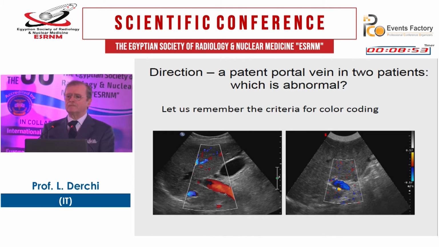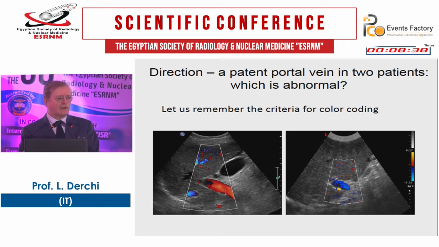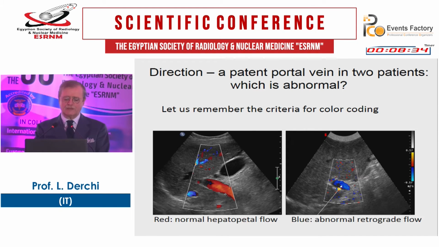Direction. Please remember what we said about the color flow coding. These are two patients with patent portal vein, which is abnormal. Which is abnormal? The right or the left one? Left one, perfect. Because there is abnormal flow, retrograde flow.